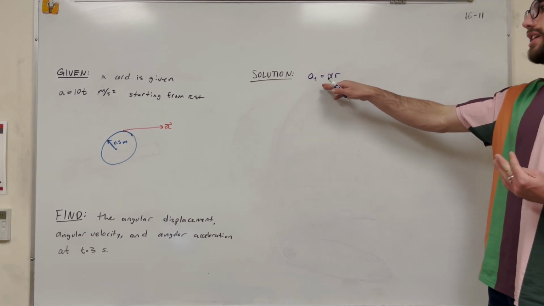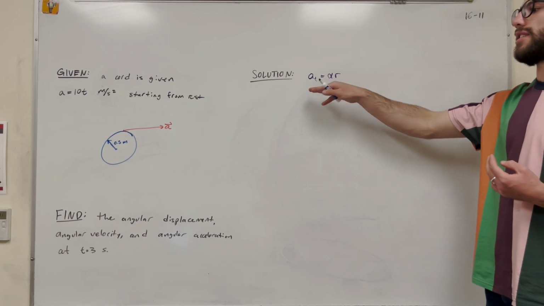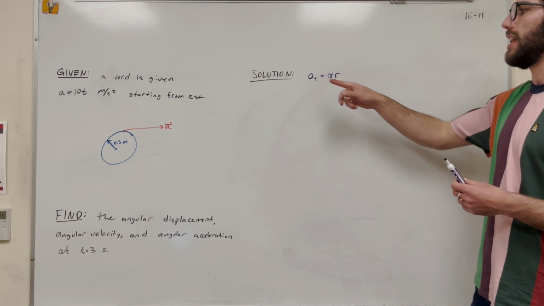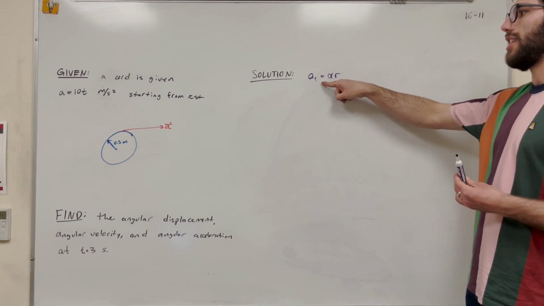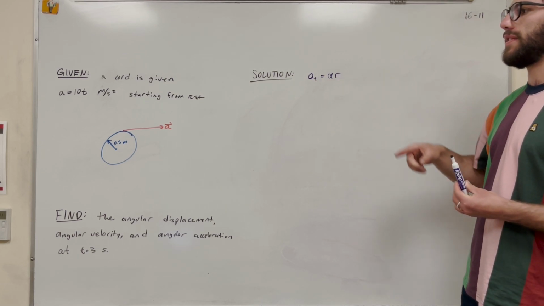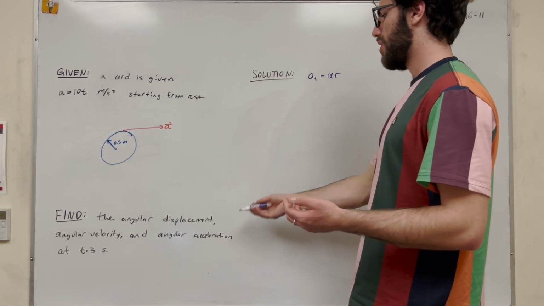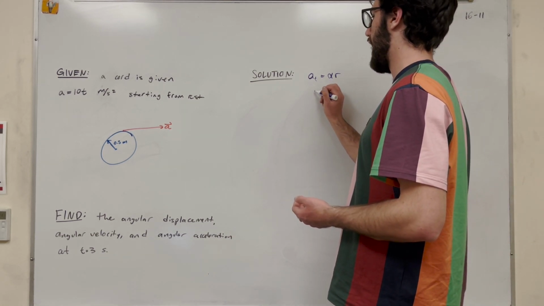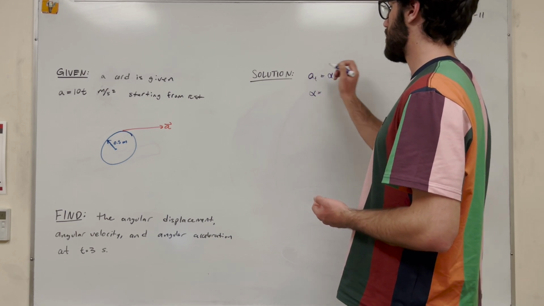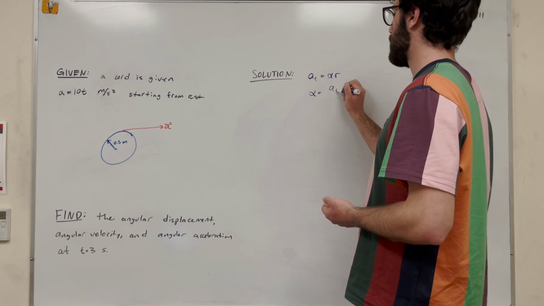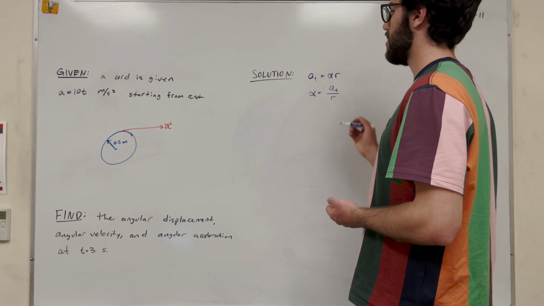Angular acceleration relates to tangential acceleration like this: tangential acceleration is equal to angular acceleration times the radius of the circle. We're pretty much given all this information. First, let's solve for angular acceleration. I know it's last, but let's solve for it first. We can divide by r to get the tangential acceleration over the radius.